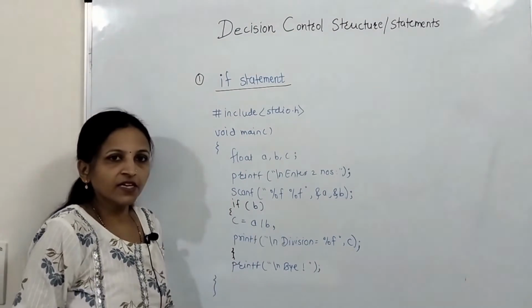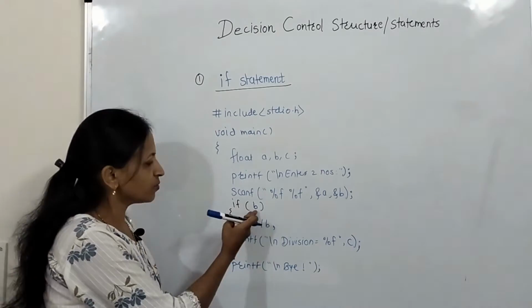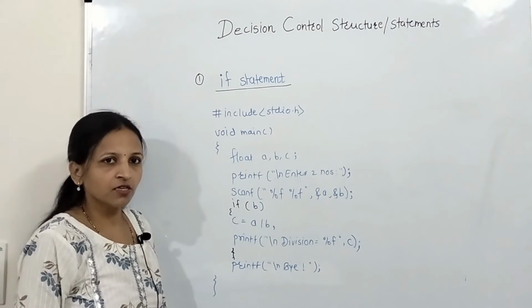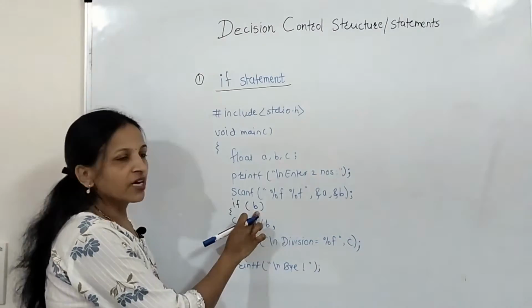If b, we can think like this is not the proper way. This condition is wrong here. The compiler will generate an error here. No, this is the correct one.